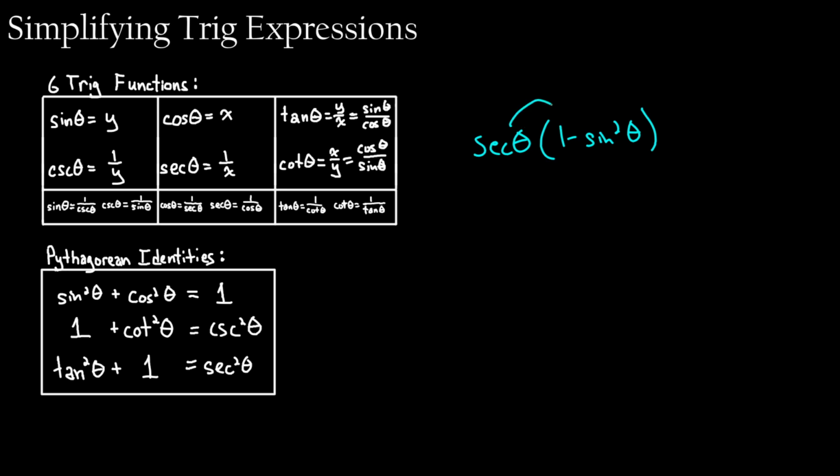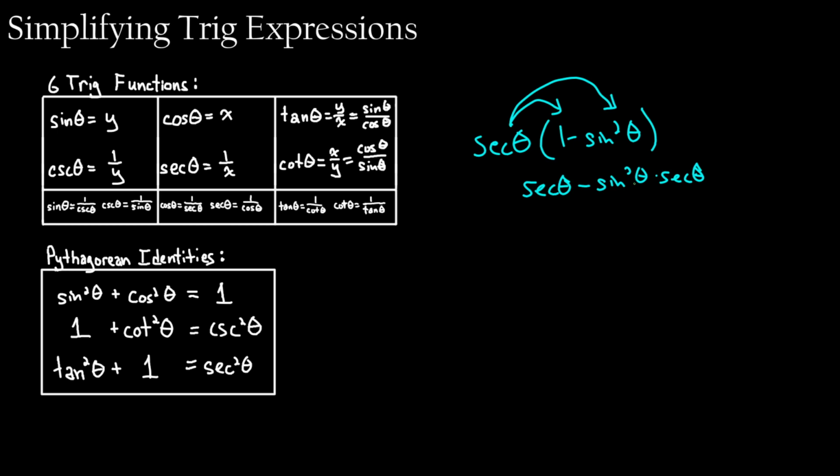I could distribute this in right away if I wanted to. Multiply 1 times secant theta is just secant theta. And then secant theta times sine squared theta, well, you would just write that, if I did multiply this, let's actually do this. Secant theta minus, and then secant times sine squared, well, I would just write it like that. Sine squared theta times the secant of theta, right? So don't combine them yet, okay?